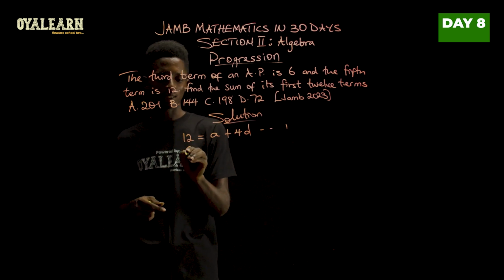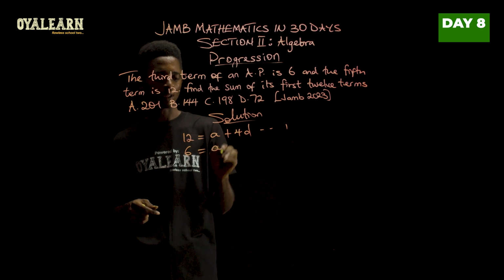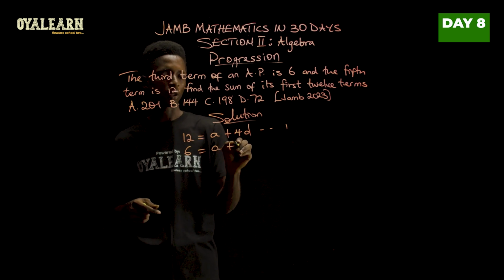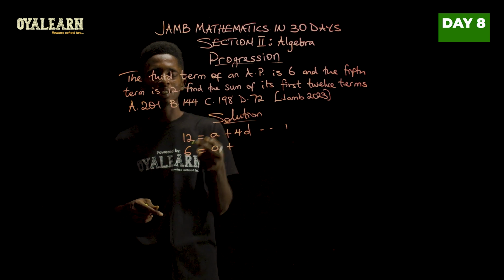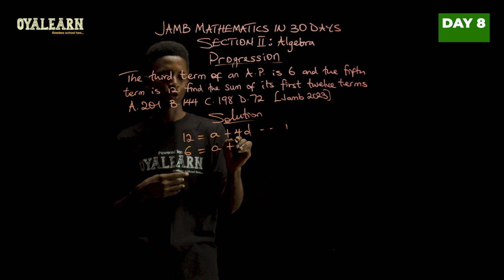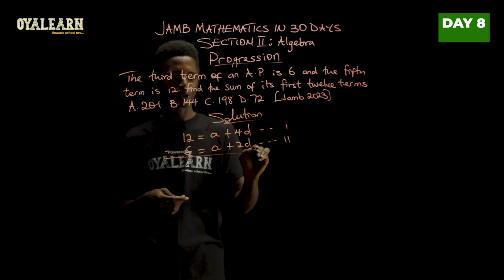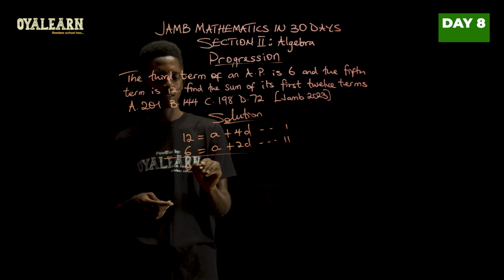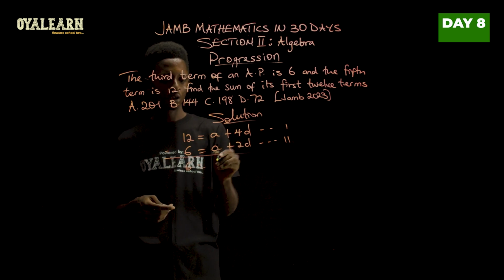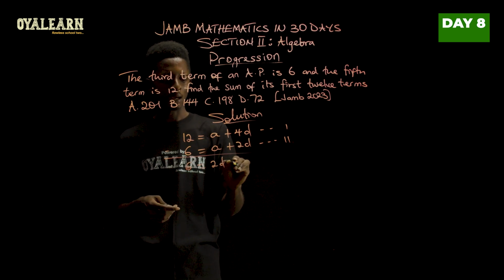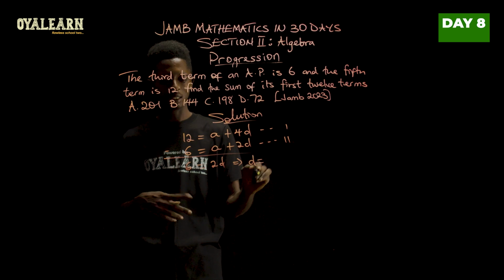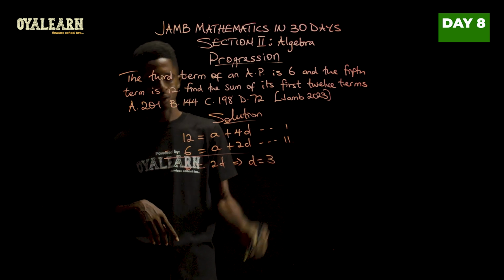Now, the third term is 6. This is equal to A, plus, now third means n is 3, so 3 minus 1 will give us 2, so 2D. This is equation 2. And when we subtract here, we're going to have 6 equals, now this is 0, so 2D. And what this implies is that D equals 6 divided by 2, which will give us 3.